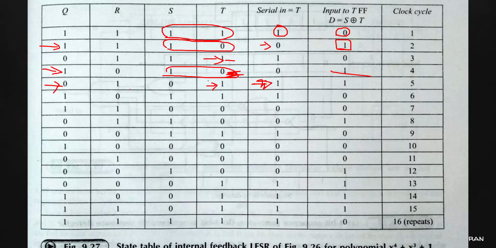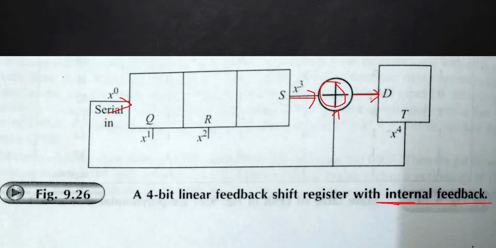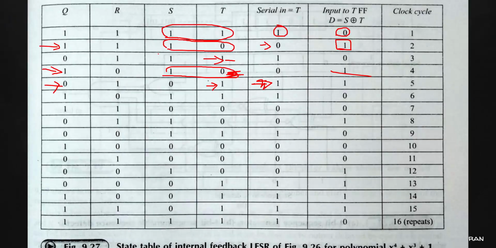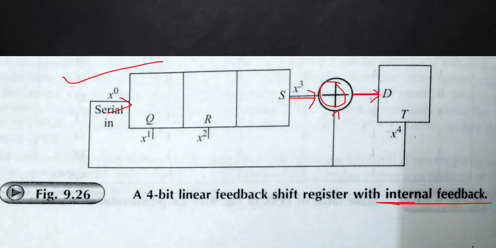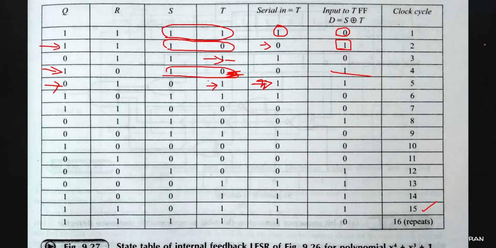So this is the case of internal feedback based on this circuit, and it will generate how many different states? See, it will generate 15 different patterns, and after that it starts repeating. So this internal feedback circuit also generates the maximum possible states, 2 to the power 4 minus 1, 16 minus 1, 15 different states. So external feedbacking as well as internal feedbacking are both valid.